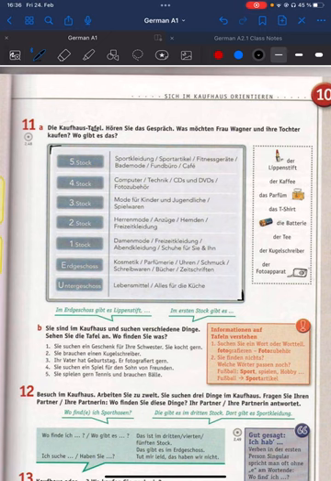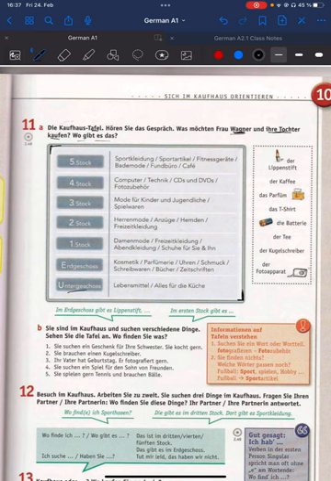Hören Sie das Gespräch. Was möchten Frau Wagner und ihre Tochter kaufen? Okay, what Frau Wagner and her daughter would like to buy. Wo gibt es das? Where are these? Okay, let's first look at the picture.